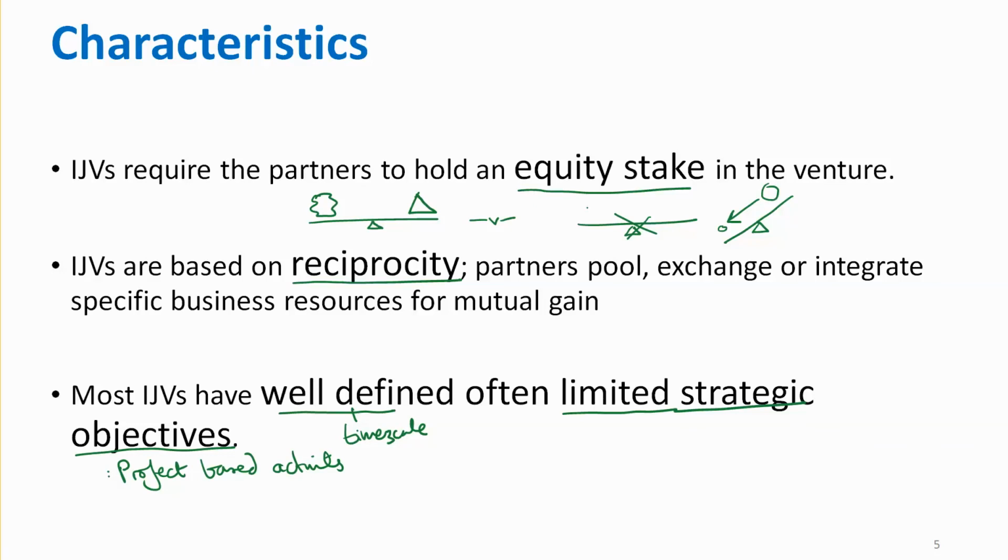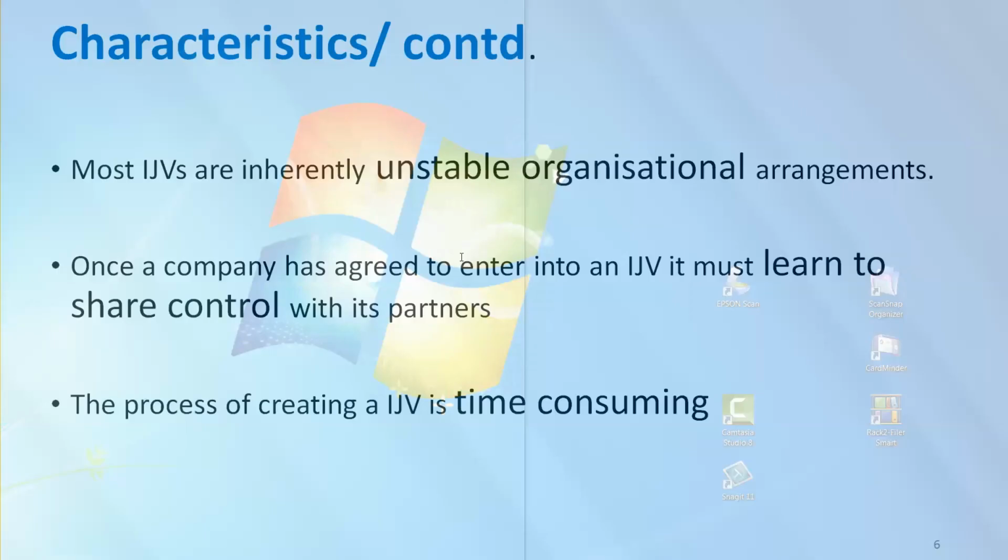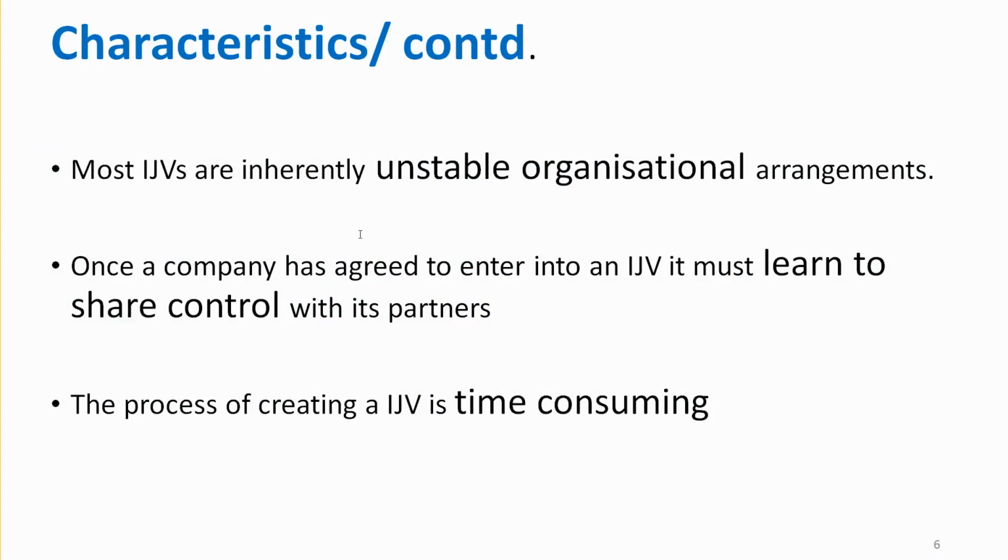Let's have a look at a few more characteristics. Most international joint ventures have an instability related to them, and that instability often arises because in an IJV there has to be some kind of sharing of control. This is, if you like, a behavioural aspect of reciprocity. If two parties come together, each putting in something that the other values, then as the project of the international joint venture starts unfolding, who's going to control that? And there has to be an element of sharing control.